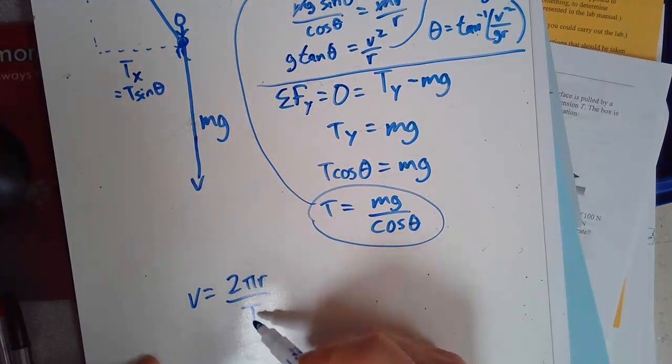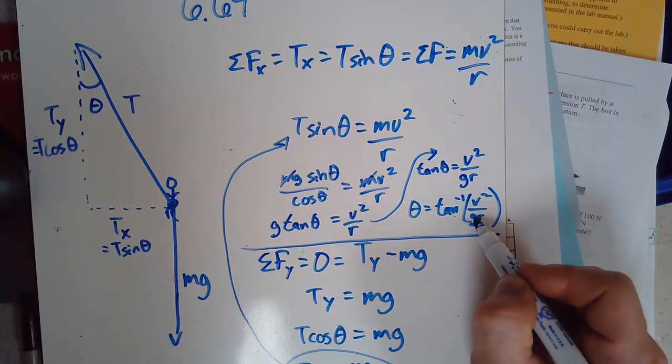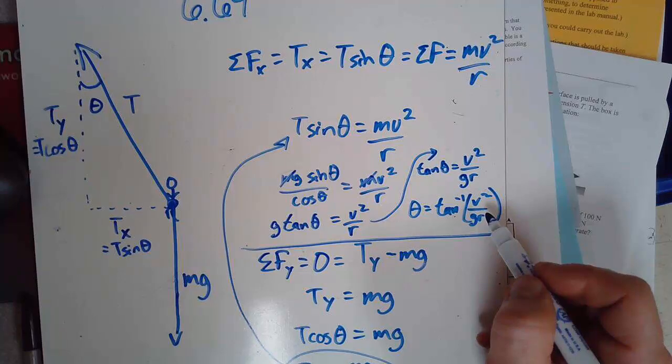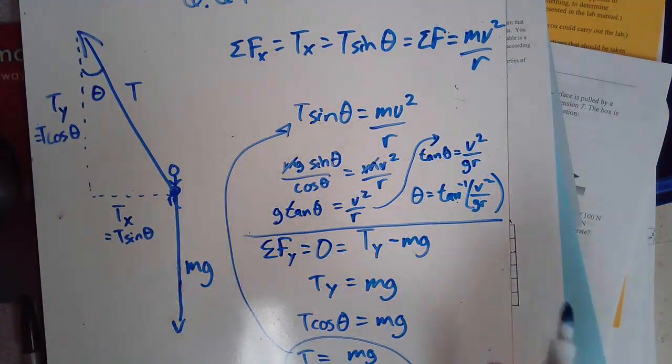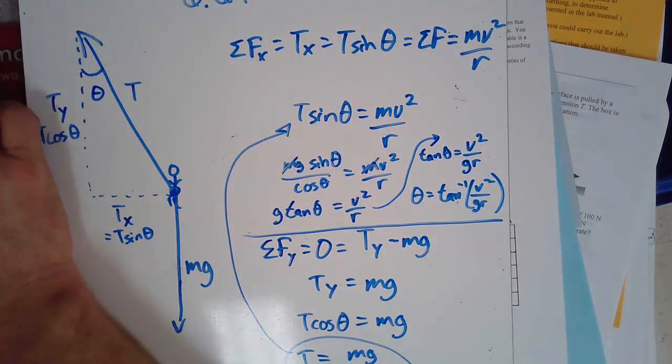They gave you the radius, and they gave you the period for it to go around once, so you can figure out the v. Plug that in as v here, plug in g times r on the bottom, take the inverse tangent of it in degree mode, and you should get the correct angle for that problem. Hope that helps.